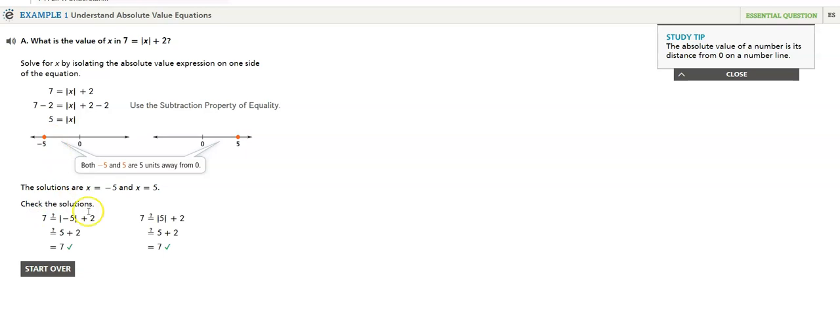Next, we're just going to check those solutions to really make sure, can this be true? And yes, it can. So we're going to plug in negative 5 in my equation and positive 5. The absolute value of negative 5 is positive 5 because it's 5 hops away from 0. Add that to 2 and I get 7. Over here, same thing. Absolute value of positive 5 is positive 5. Add that to 2, and you get 7.